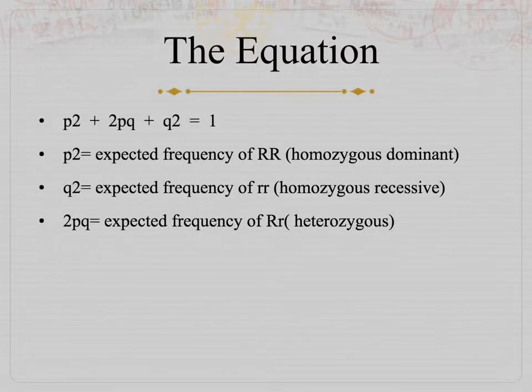So we've gone over the equation before, but here it is again. If you haven't written it down before, you can. It's p² + 2pq + q². Note that the 2s on the p and the q should be superscript. The p² is our expected frequency of the homozygous dominant. The q² is the expected frequency of the homozygous recessive. And the 2pq is the expected frequency of the heterozygous form, whether that's going to be RW, like in the previous example, or big R, little r.